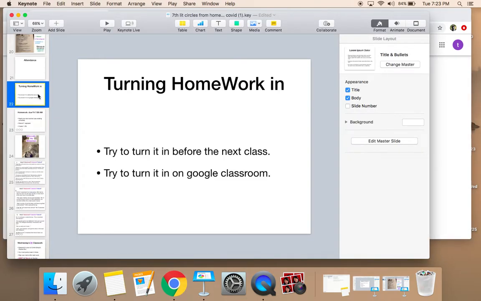Second, very important thing I need to talk to you about is turning in your homework. This is very important, again, to make sure that we can count these as actual school days. When you are turning in your work, try your best to turn it in on Google Classroom. You're going to be expected to do this in high school, and in college. I expect that you try to do it now. So try your best and turn in your homework before the next class.